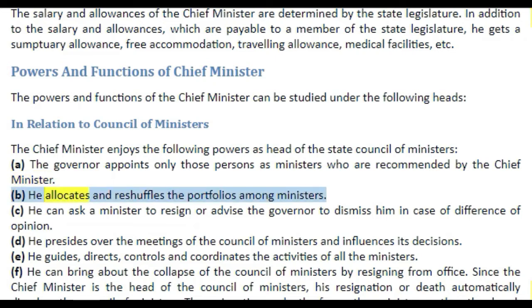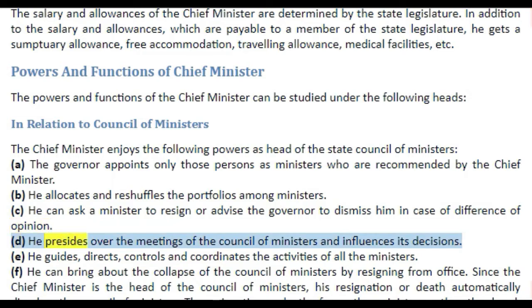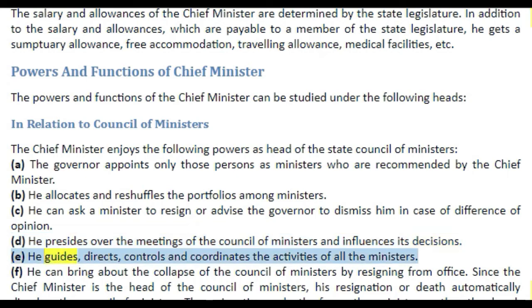B. He allocates and reshuffles the portfolios among ministers. C. He can ask a minister to resign or advise the Governor to dismiss him in case of difference of opinion. D. He presides over the meetings of the Council of Ministers and influences its decisions. E. He guides, directs, controls and coordinates the activities of all the ministers. F. He can bring about the collapse of the Council of Ministers by resigning from office.